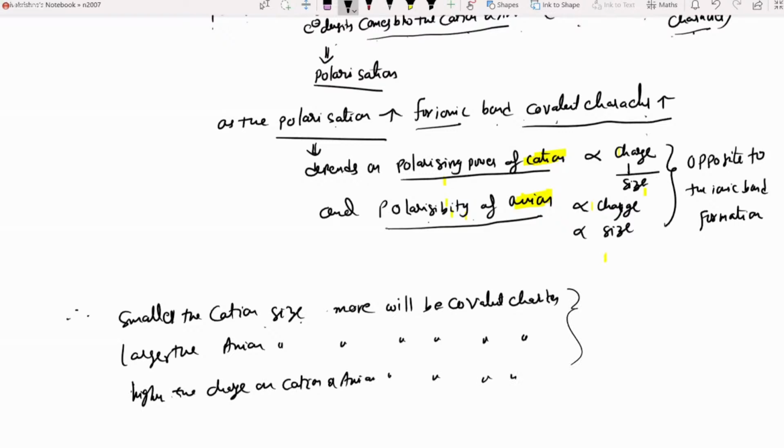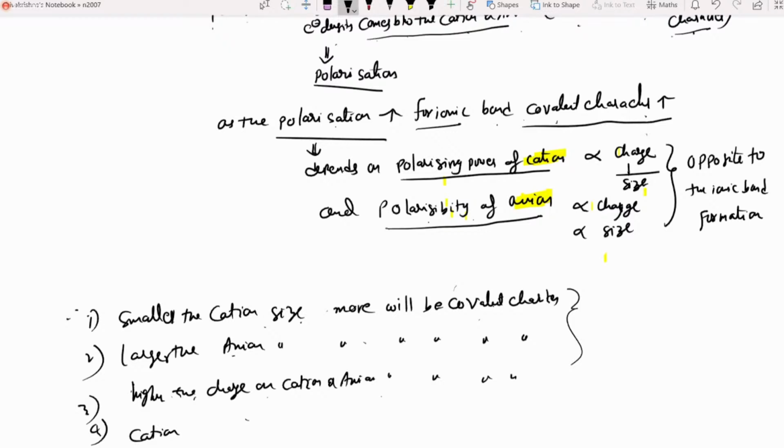Is it opposite to the ionic bond formation? Yes. For ionic bond formation, cation needs a large size, anion a small size, and small charge. They are opposite. That is why covalent character increases. If they are opposite, covalent character increases. First point, second point, third point, fourth point.